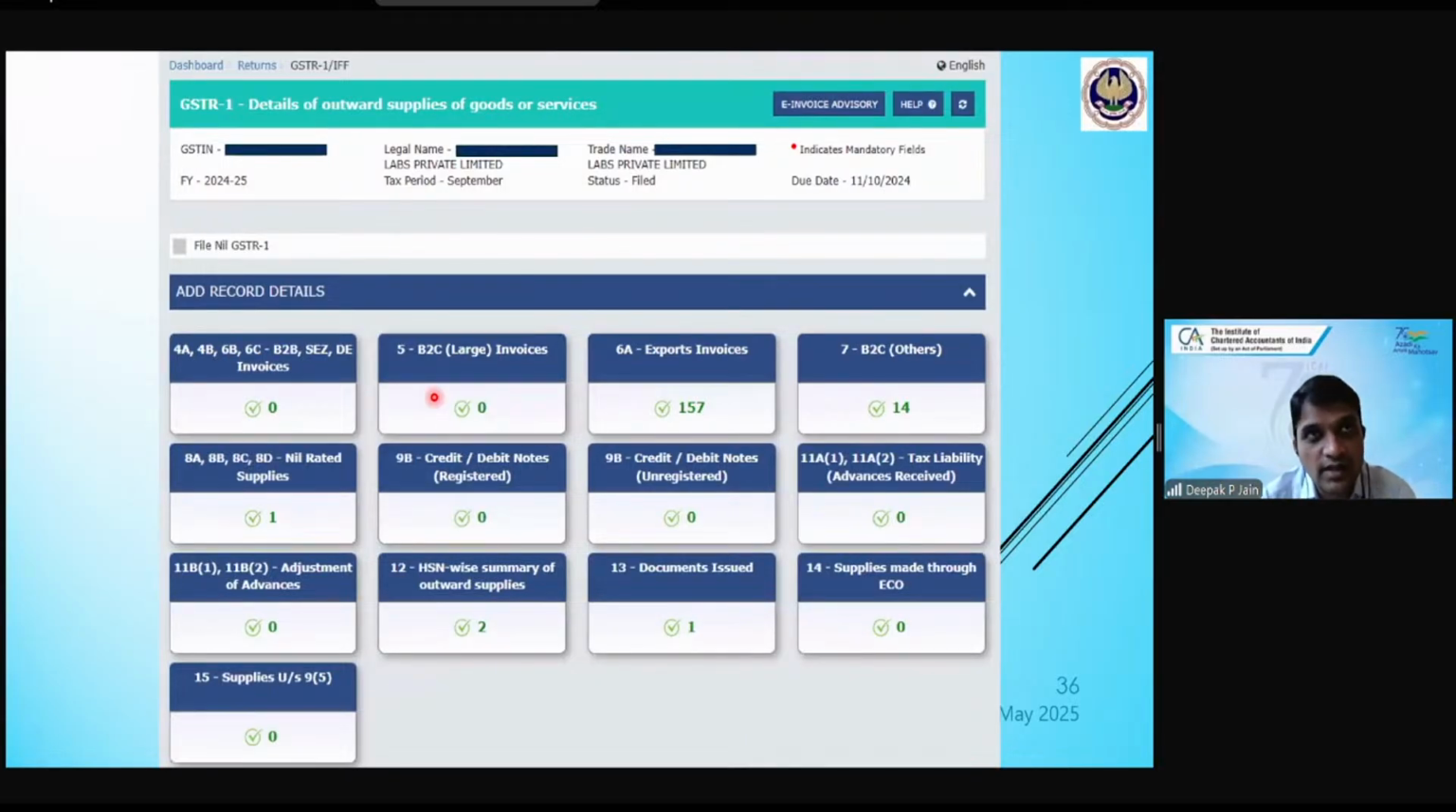So when you go inside the GSTR 1, you have multiple columns, right? You have GSTR 1 details which will appear, and then you have details to add records. Within GSTR 1 also, multiple columns are there. If it is normal invoices, B2C invoices, export invoices, all of that will appear. Now, in this case, I've already filed export invoices, so that is what is appearing.